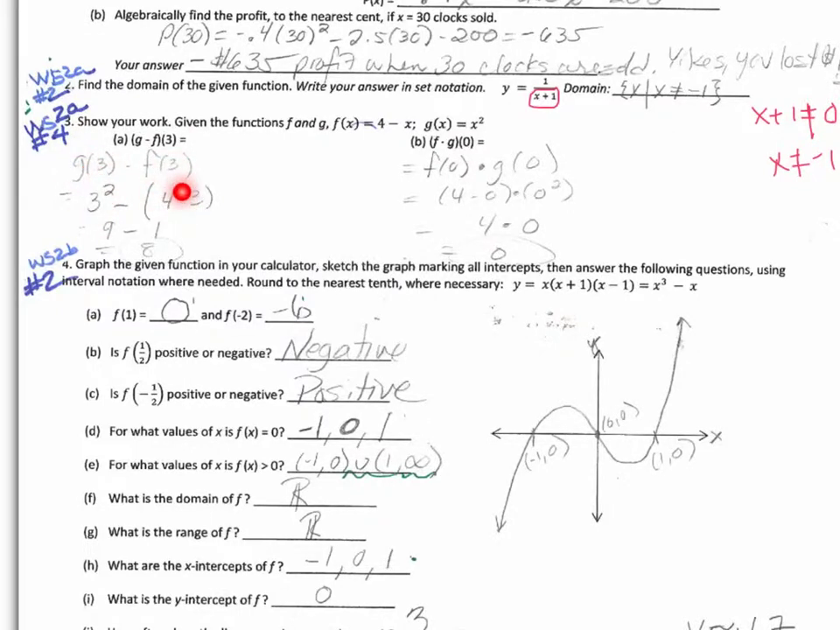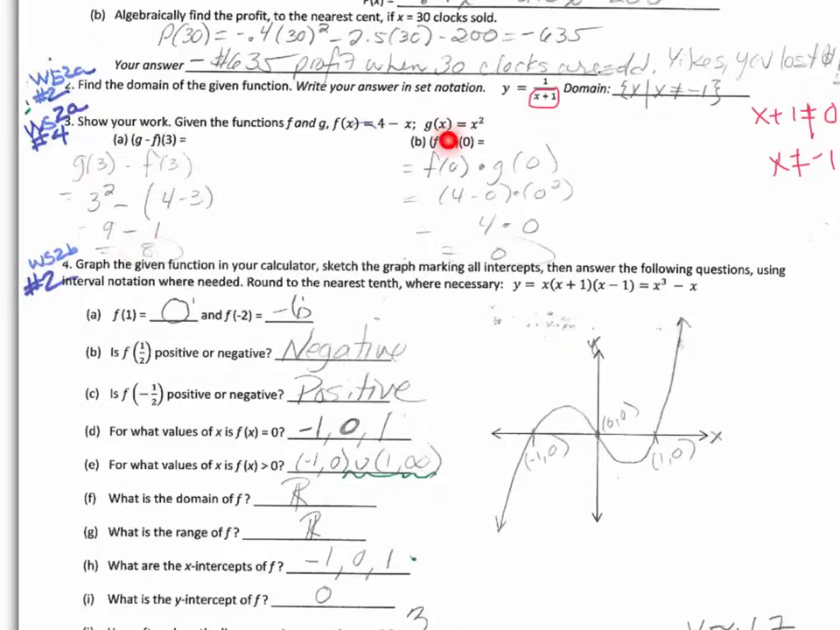For this problem, the biggest mistake was this negative sign not being distributed in. In other words, you wrote 3 squared minus 4 plus 3. Or sorry, 3 squared minus 4 minus 3. And so you forgot to distribute to the 3. So the answer is supposed to be 8.